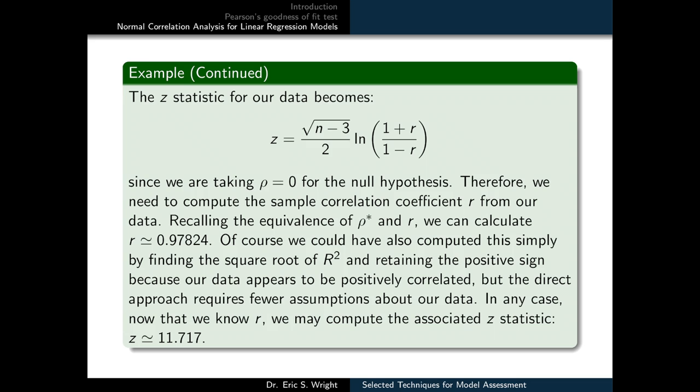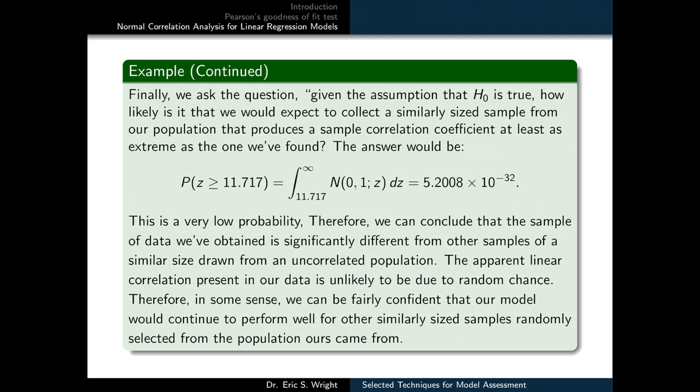And this would produce the result: z is approximately equal to 11.717. Finally, we ask the question: given the assumption that H sub 0 is true, how likely is it that we would expect to collect a similarly sized sample from our population that produces a sample correlation coefficient at least as extreme as the one that we found? The answer would be P of Z greater than or equal to 11.717 equals the integral of the standard normal distribution from Z equals 11.717 up through infinity. This comes out to a value of 5.2008 times 10 to the negative 32.